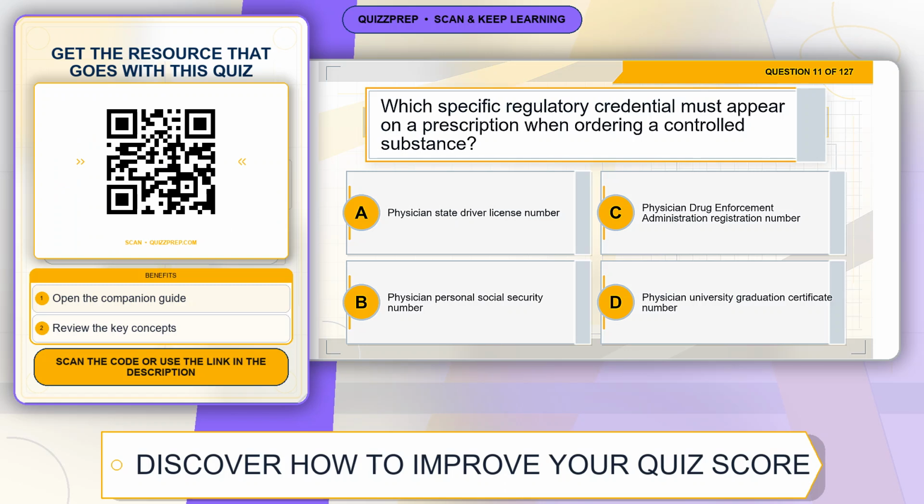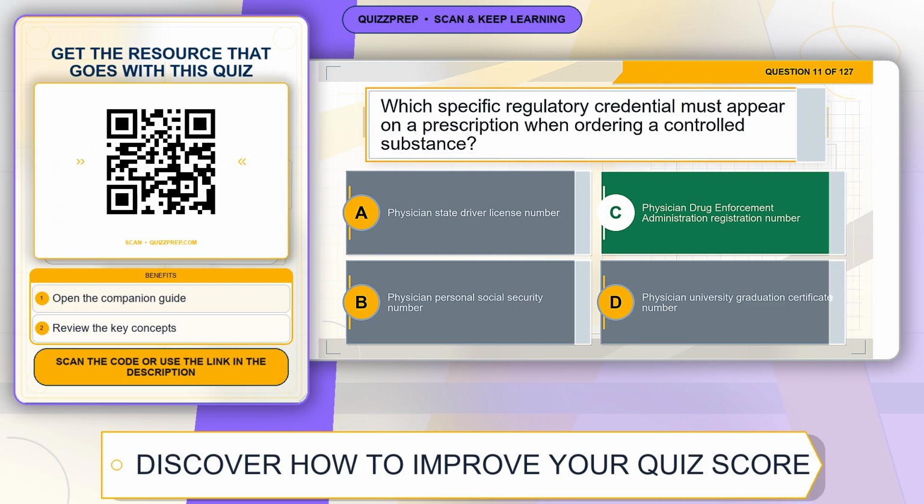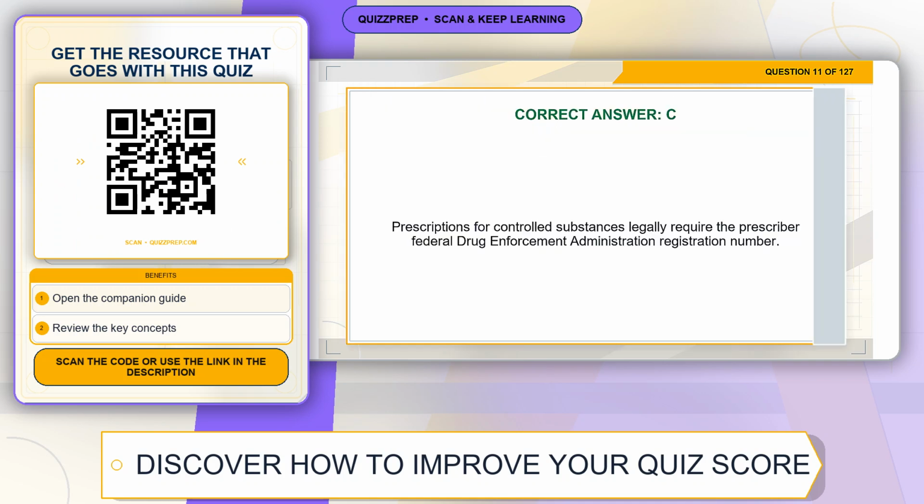Option D, physician university graduation certificate number. The correct answer is option C, physician drug enforcement administration registration number. Explanation. Prescriptions for controlled substances legally require the prescriber's federal Drug Enforcement Administration registration number.